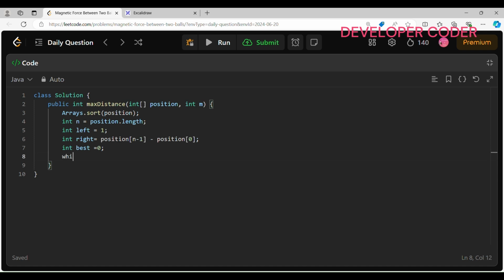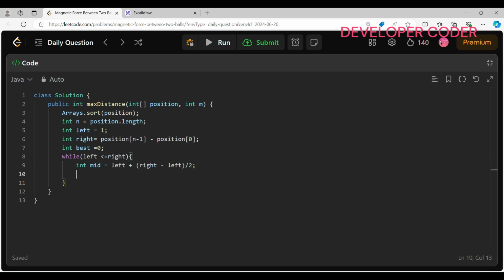Okay, so now we have to run one loop while my left is less than or equal to my right. Okay, and then we have to calculate the mid. int mid is equal to left plus (right minus left) divided by 2.